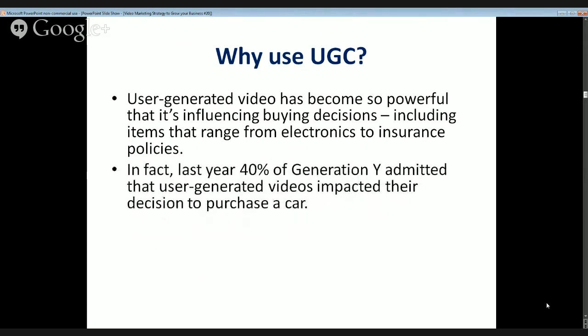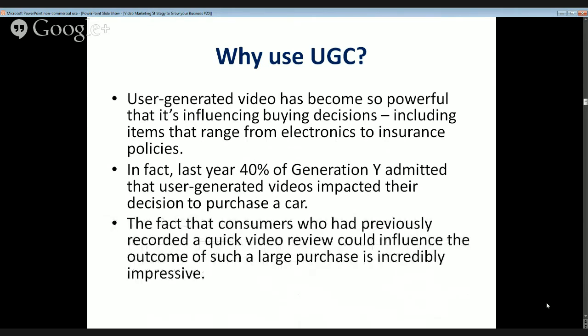In fact, last year, 40% of Generation Y admitted that user-generated video impacted their decision to purchase a car. A car! Can you believe that? The fact that consumers who had previously recorded a quick video review could influence the outcome of such a large purchase is incredibly impressive. And I think you would agree that if we can influence people buying a car simply by giving a review from our smartphones, that's a very, very powerful tool.